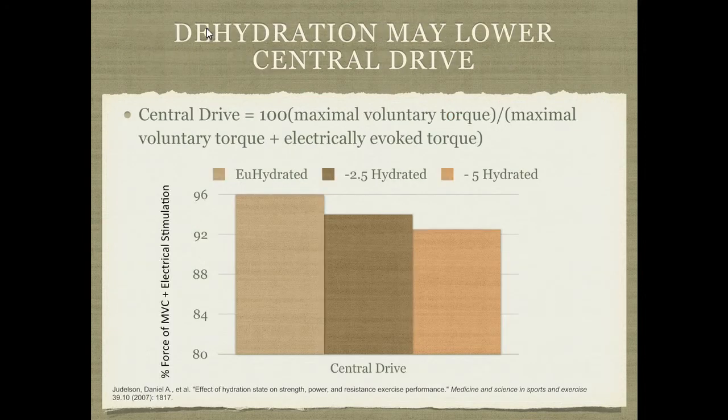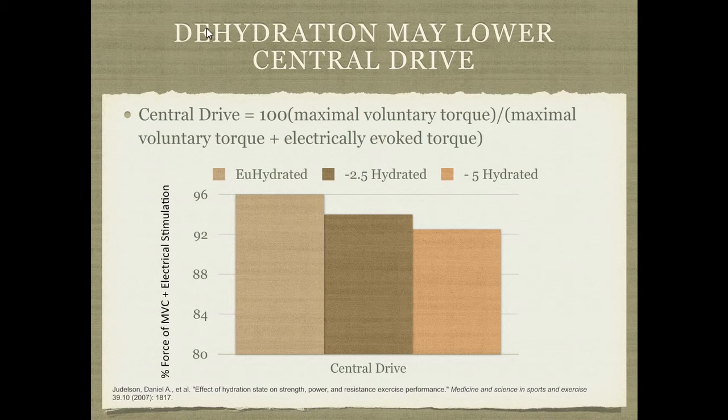Now, why is this the case? Well, one mechanism is a decrease in central drive. So you look at central drive, and this graph is basically 100 times maximal voluntary torque divided by maximal voluntary torque plus electrically evoked torque. Just recall that if you're centrally fatigued, you're not going to be able to activate as much muscle tissue.